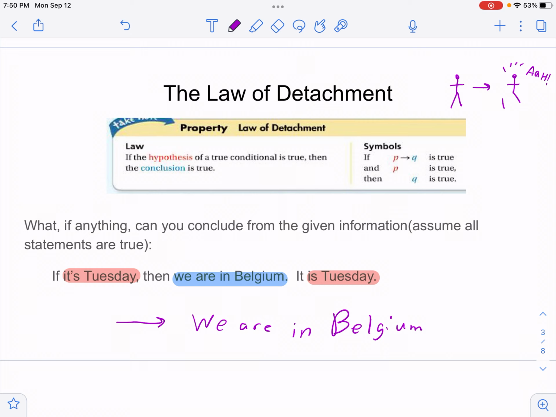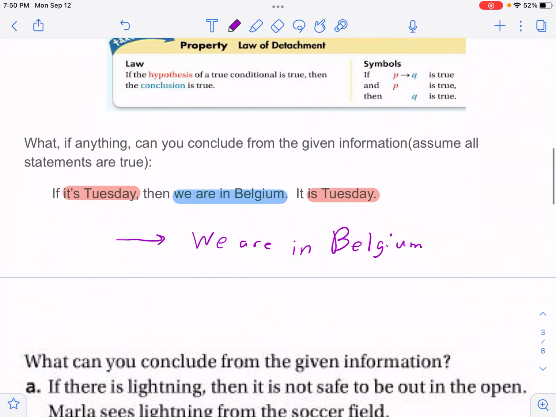An if-then statement includes the hypothesis and the conclusion. The hypothesis is the conditional part. If that condition is shown to be true right now, then that means that the conclusion must be true right now. And that's what the law of detachment says. Let's try a different one.